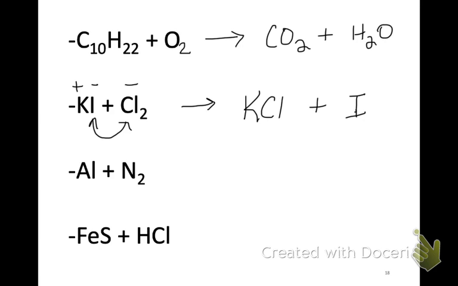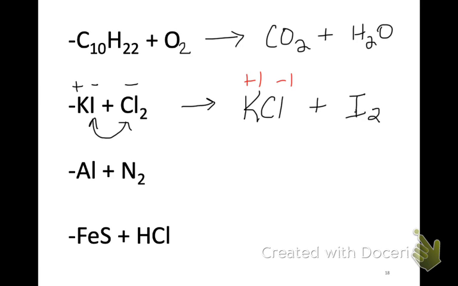We want to go back and make sure that we have neutral compounds, so check our charges. Potassium is a +1, chlorine is a -1. That's a neutral compound. And then we look at the iodine, and because it is a diatomic element, we need to include a subscript of 2.